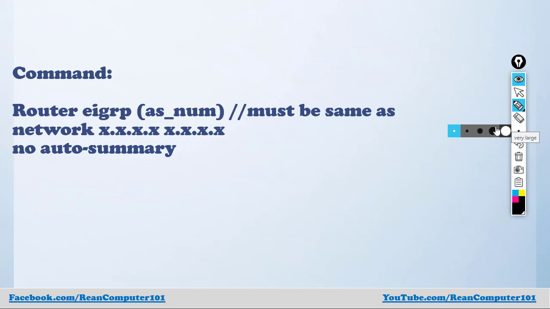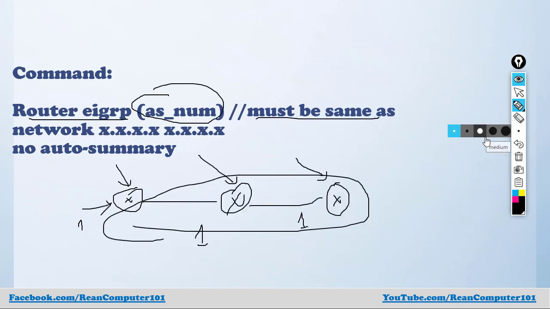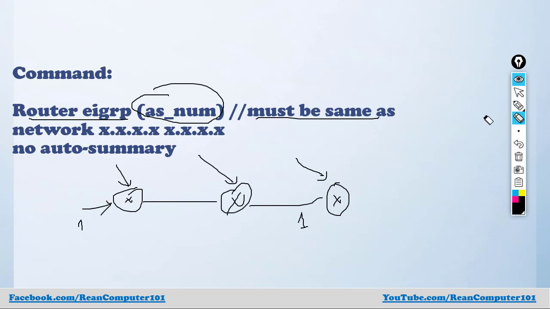If one of these routers, for example, this one at the bottom here, used AS number 2, then the first router and the second router cannot form an adjacency with each other. Cannot form it. This one here also cannot form it. So make sure you remember that the AS number must be the same in the EIGRP domain.